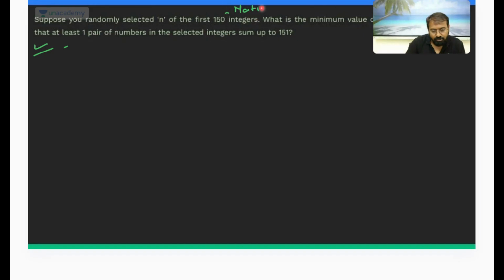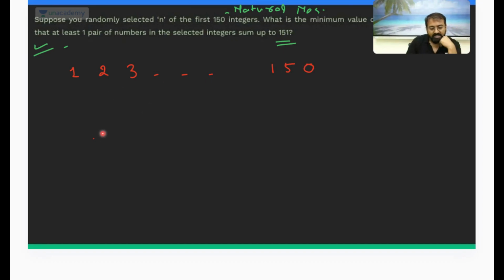Natural numbers. What is the minimum value of n that guarantees at least one pair of numbers in the selected integers with sum up to 151? Okay, just think first about the question. What is the question? You have these numbers 1, 2, 3 up to 150.